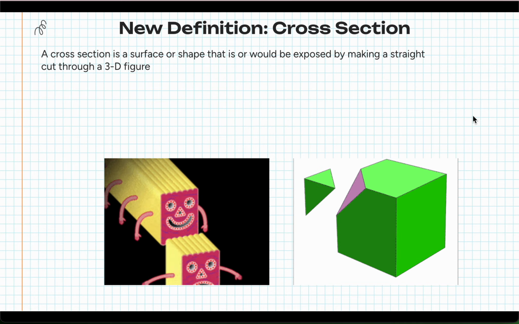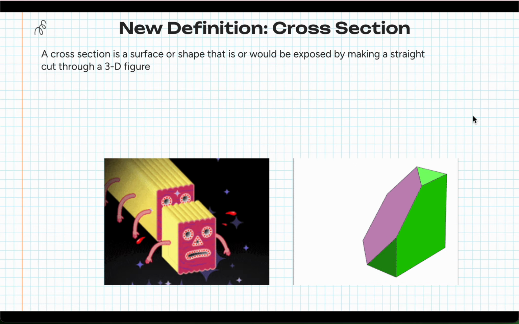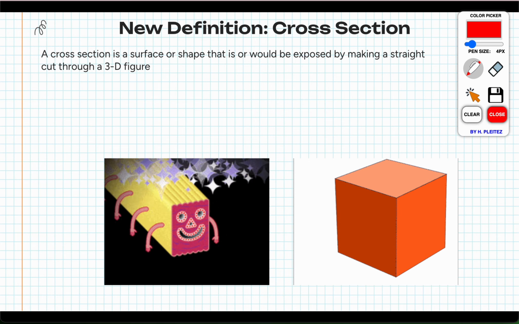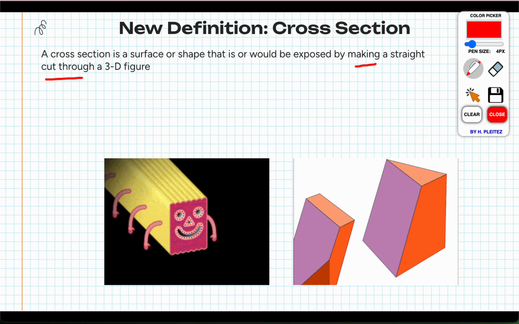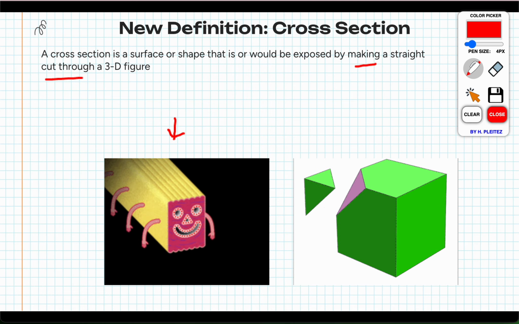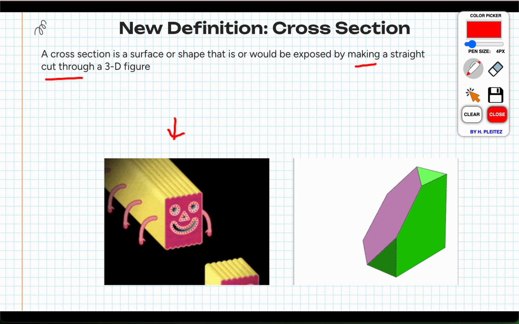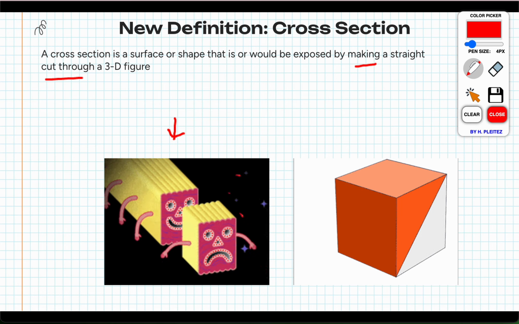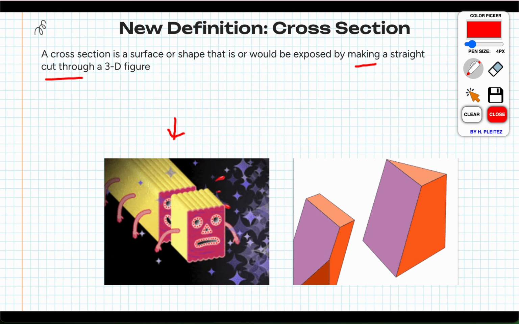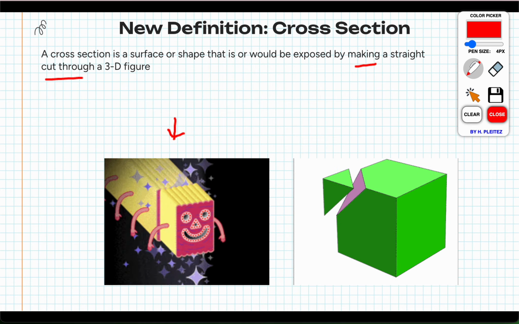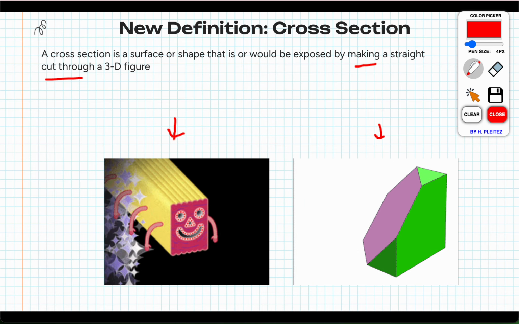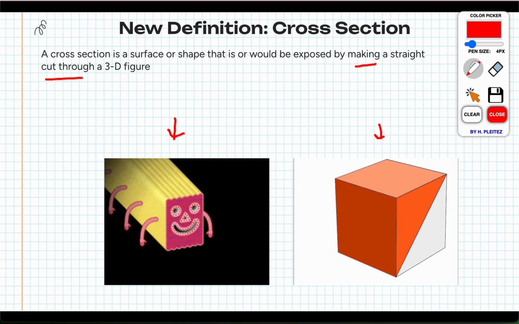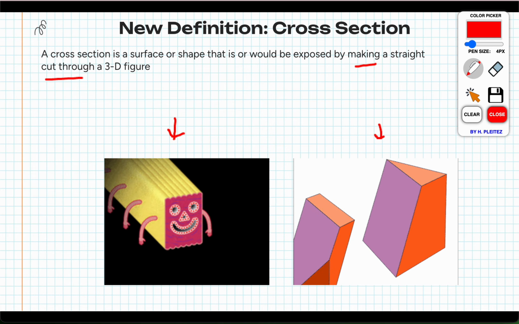Now moving on to the next definition is a cross section. So a cross section is a surface or shape that would be exposed by making a straight cut through a 3D figure. So if you take a look at this little animation here, we can see every so often we are cutting this little cartoon image, and the cross section is the part of the shape that's exposed after we do the cut. And you can see a more geometric example here. So here we're cutting a cube in a bunch of different ways, and you can see the different shapes that are exposed when we do these cuts.